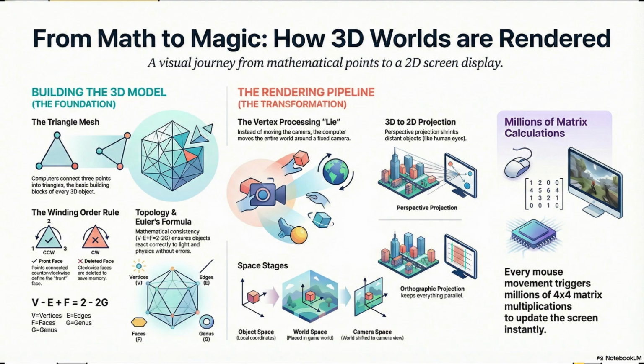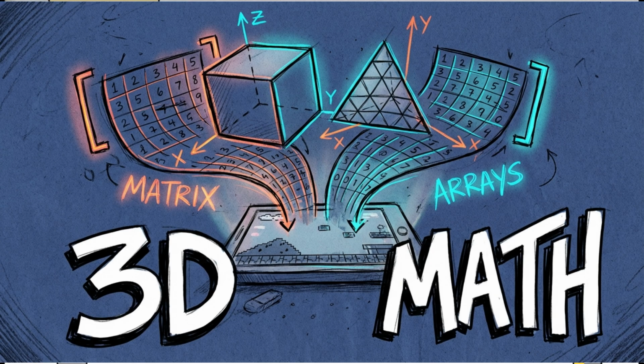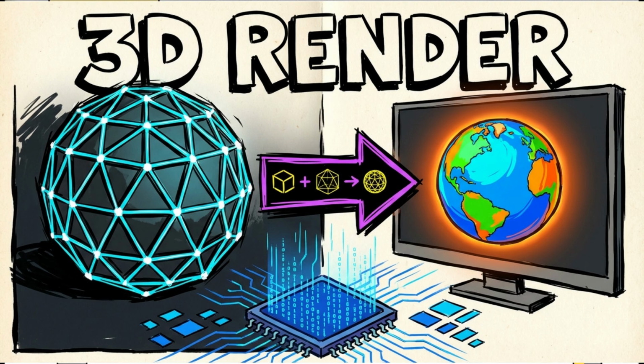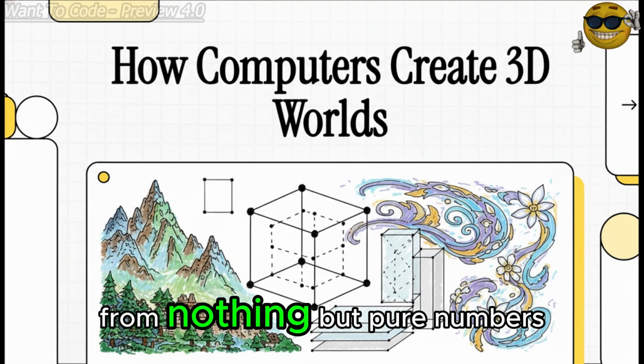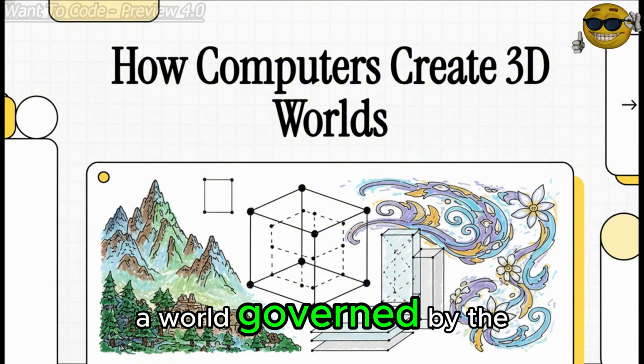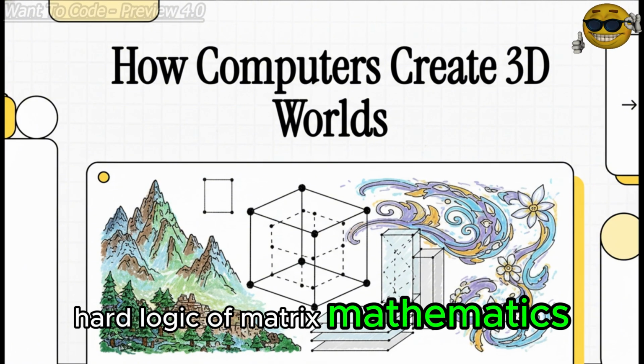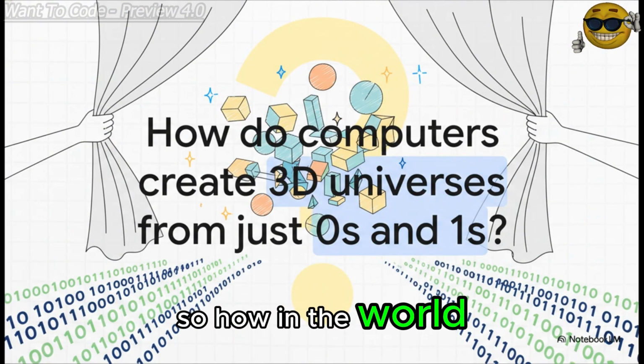You know, when you're looking at the absolutely incredible, blocky landscapes of Minecraft, or you're lost in the beautiful, sprawling world of Genshin Impact, what you're seeing is, well, it's art. But underneath all of that beauty, your computer sees something totally different. It sees a universe built from nothing but pure numbers, a world governed by the cold, hard logic of matrix mathematics. So how in the world does that happen?